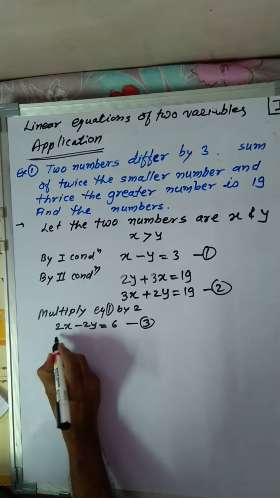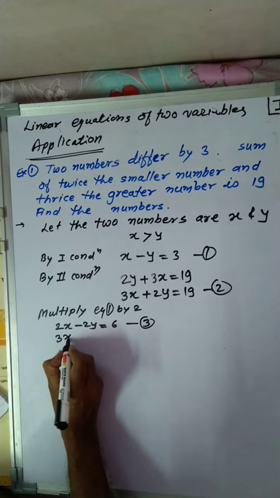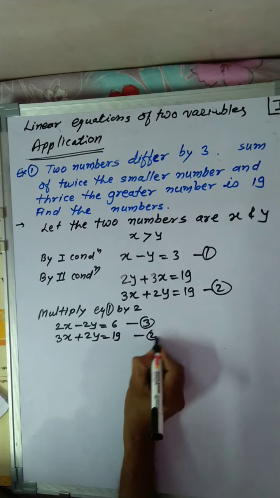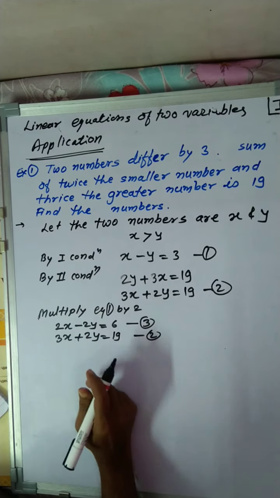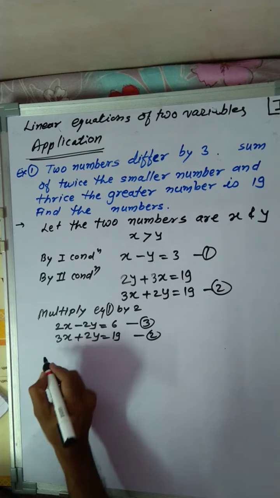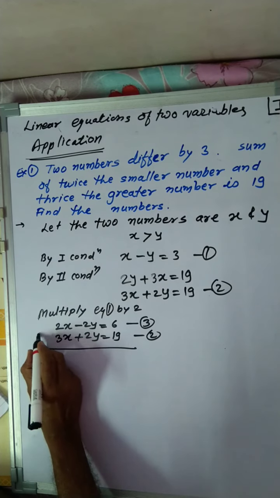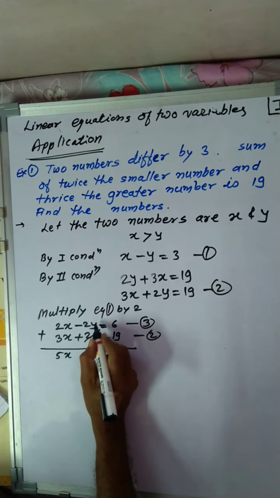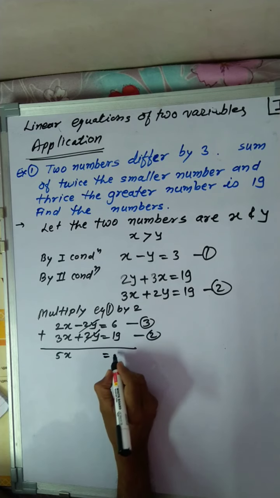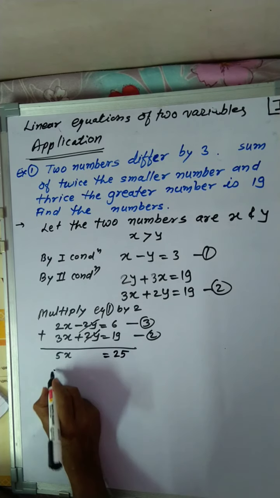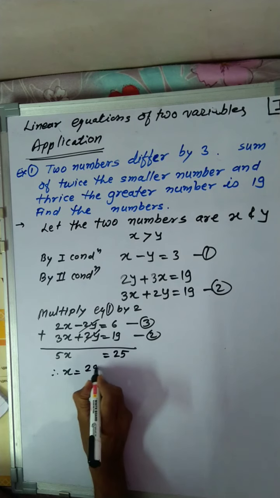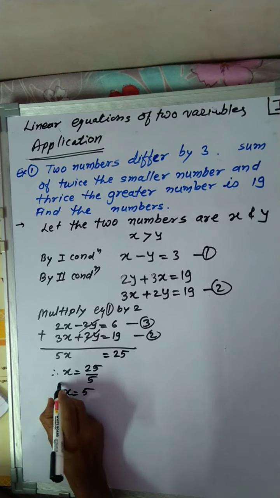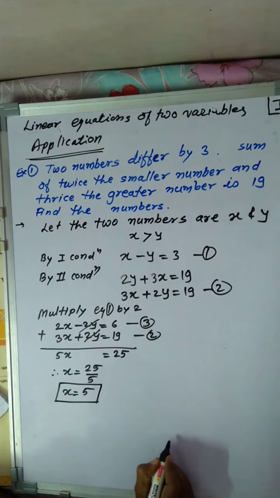Write the second equation below that: 3x plus 2y is equal to 19. That is equation number 2. Here the coefficients are the same but the signs are different, so we have to add these two equations. We get 5x plus 2y minus 2y, which cancels, is equal to 25. That means x is equal to 25 upon 5. Therefore x is equal to 5. Hence we get one number.